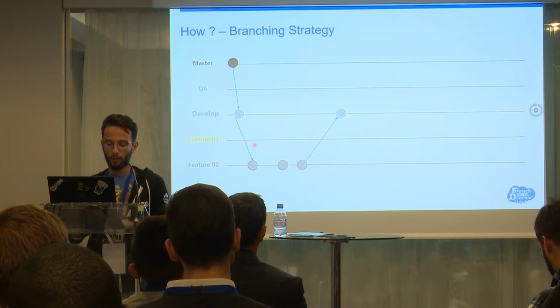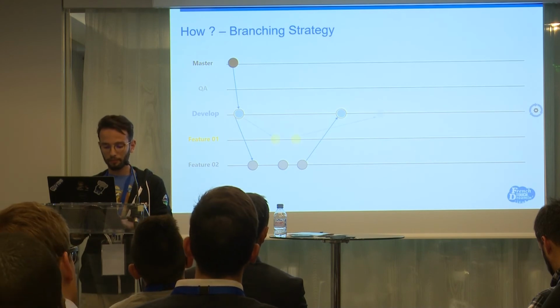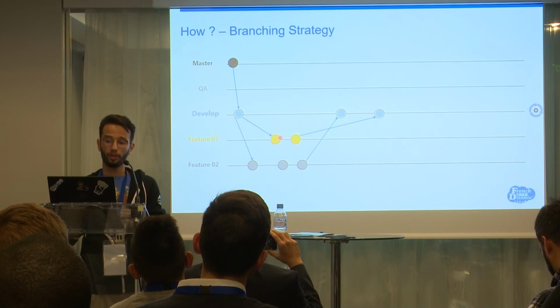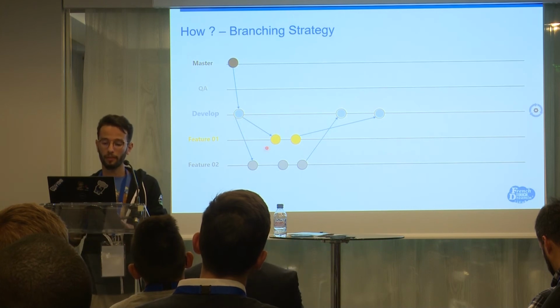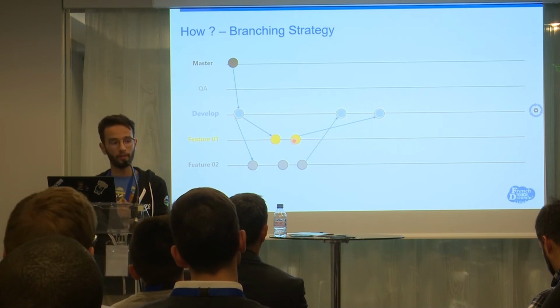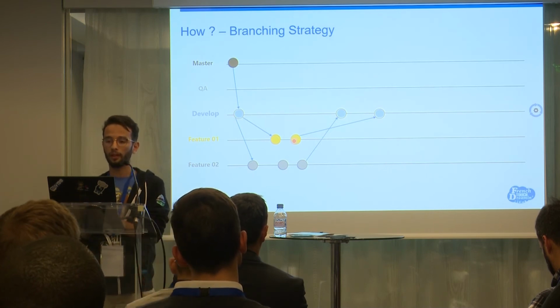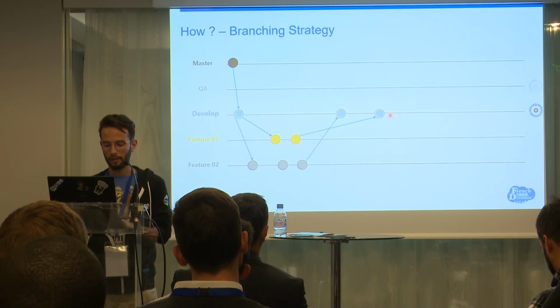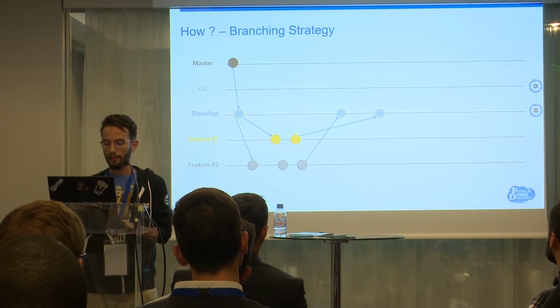Now, another developer is working on a different feature, will check at another point of time. So you see the time here is different. He will check out of the develop branch, develop his feature and push it back again to develop through a pull request. And as you see here, the icons appear.